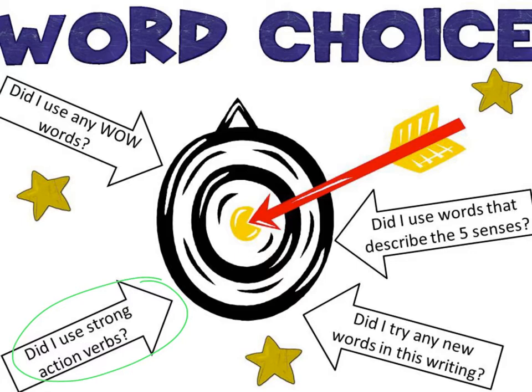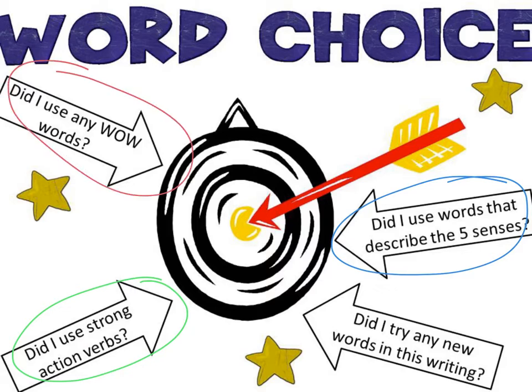Also, authors use words that appeal to the five senses. So think about adjectives. Adjectives are words that describe nouns. When authors use lots of adjectives in their text, they can help you see, feel, hear, taste, or smell what's happening in the text. So anytime that an author uses adjectives, then they're appealing to the five senses.